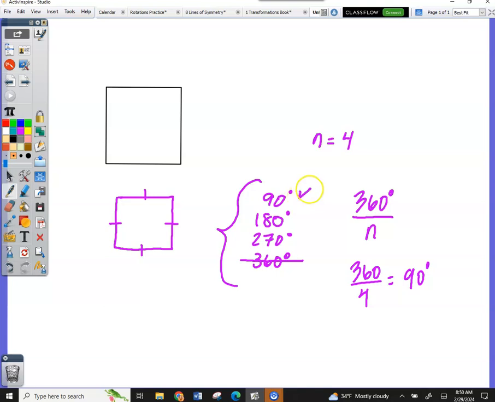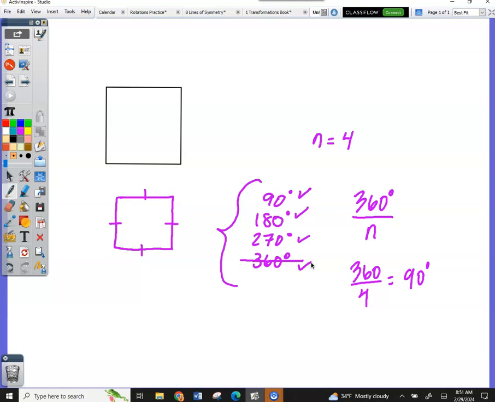I can rotate 90. How do I get here? From 90. Can I see it? I can rotate 90. Where do you think the 180 came from? Add another 90. I got 180. Where did this come from? Add another 90. I got 270. Where does this come from? Add another 90. I got my checkpoint 360, which lets me know I did it correctly.